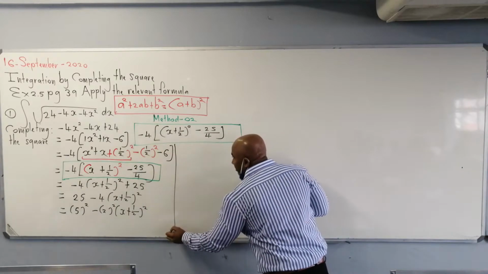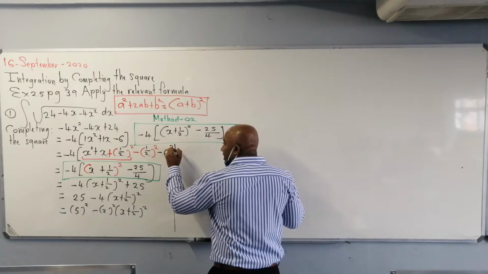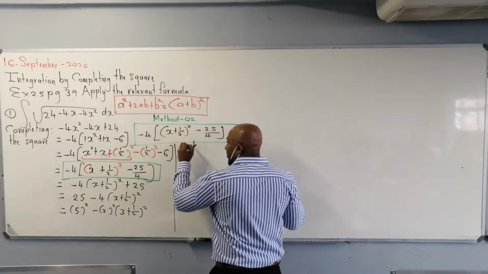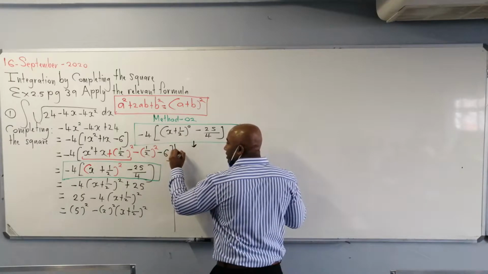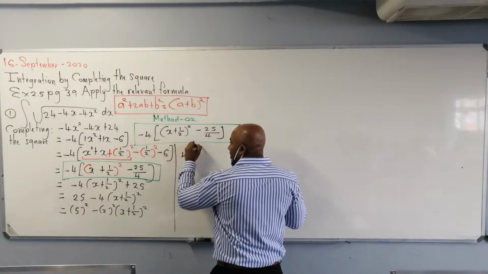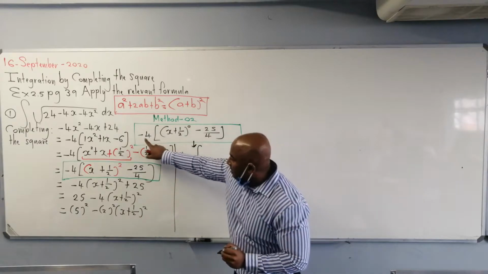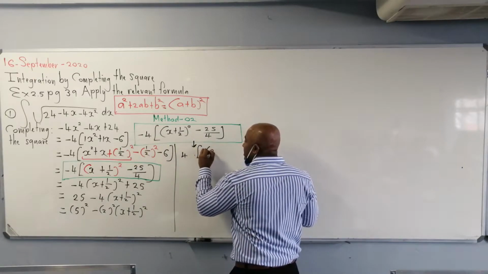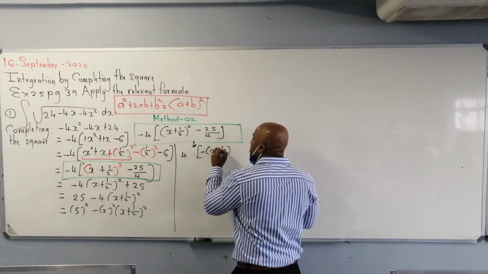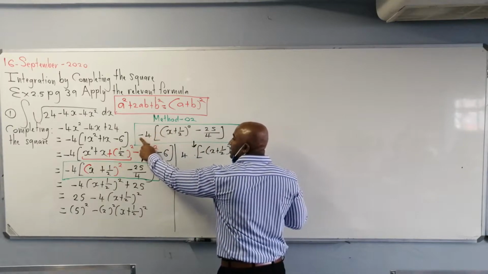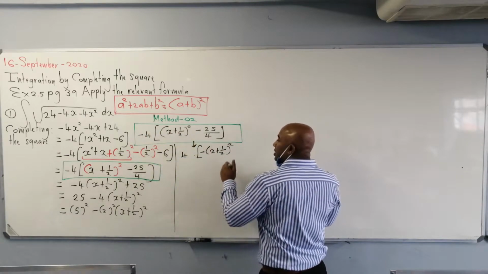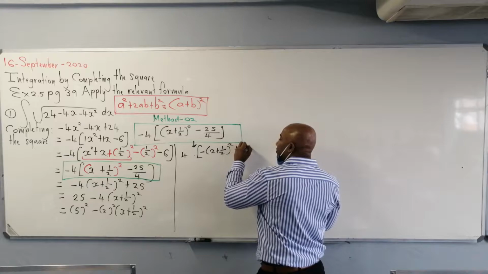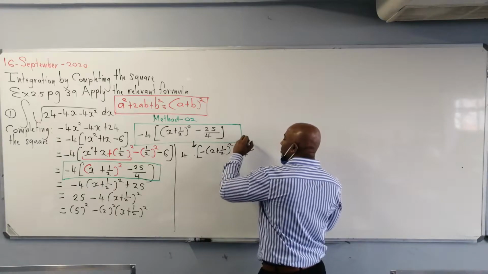So what am I saying? I'm saying that from here I'm going down, I can leave 4 there and then multiply minus 1 times term 1, so that's going to be minus x plus 1 over 2 all squared, negative 1 times term 2, so that will be plus 25 over 4.